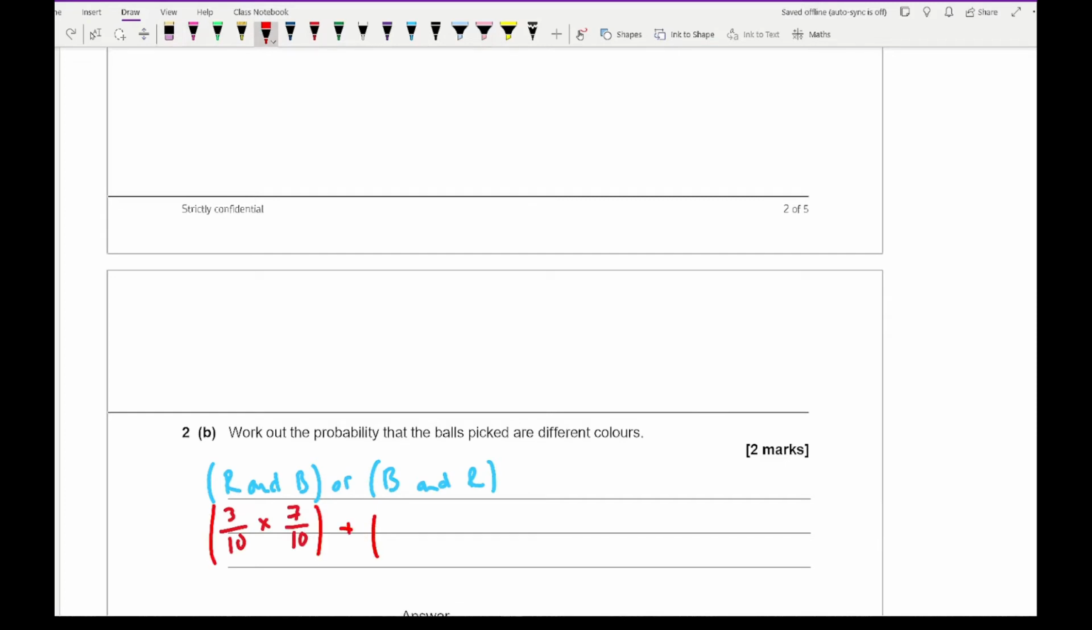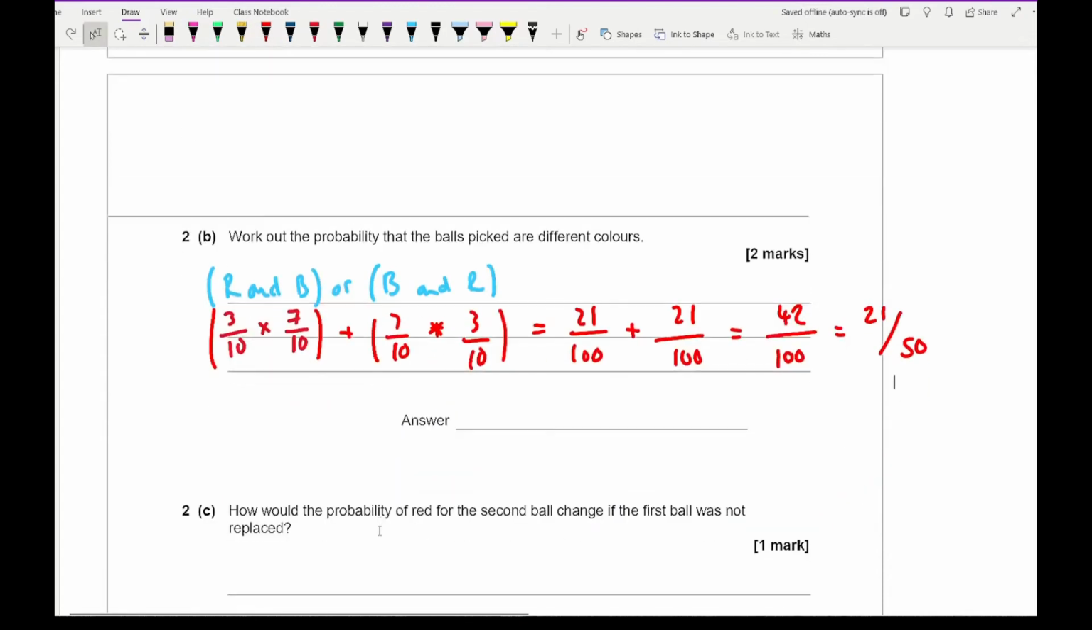Plus, and then the blue was 7 over 10 times 3 over 10, which then becomes 21 over 100, plus 21 over 100, which equals 42 over 100, which simplified is 21 over 50. So I can write the answer as 21 over 50, or I could write it as a decimal, 0.42. So any of those two would be absolutely fine.